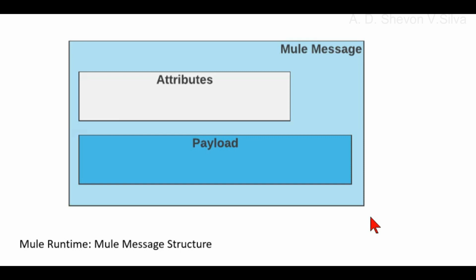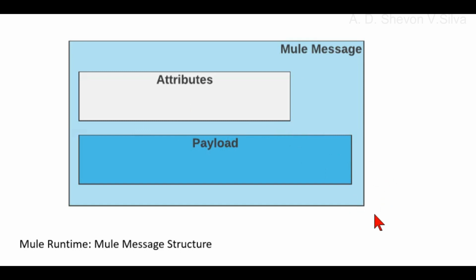Each processor in the flow receives a message, returns a new Mule message consisting of these parts: message payload, which contains the body of the message, for example, the content of a file, HTTP body, a record from a database, or a response to a REST or web service request; message attributes, which are metadata associated with the payload, such as HTTP headers and query parameters. Here are the attributes.